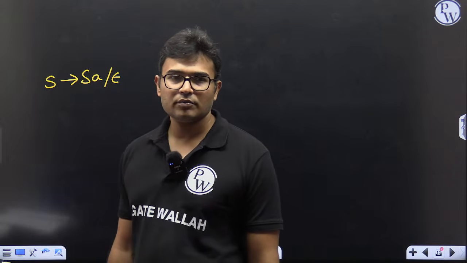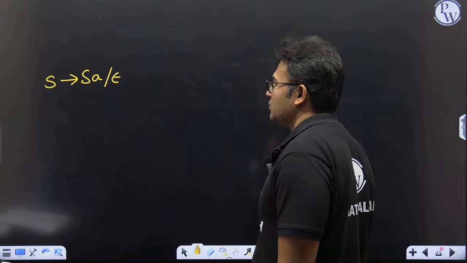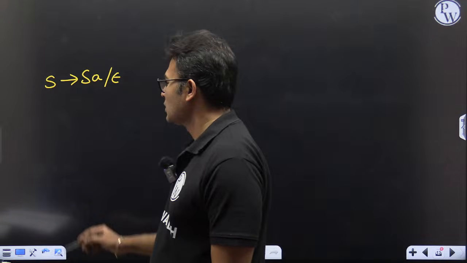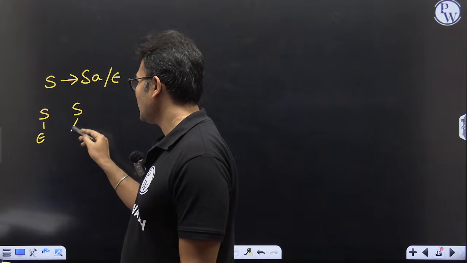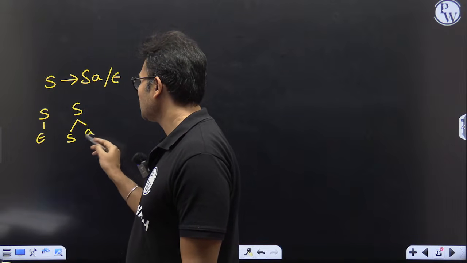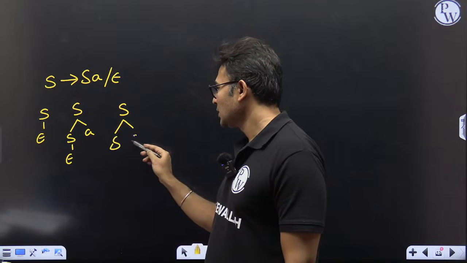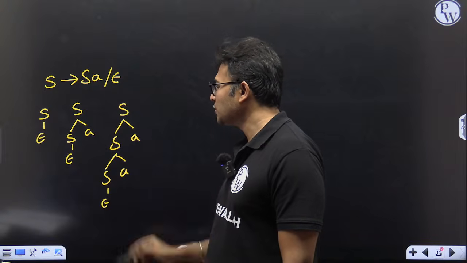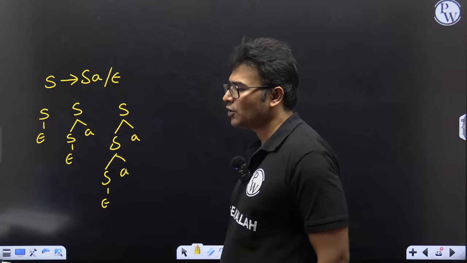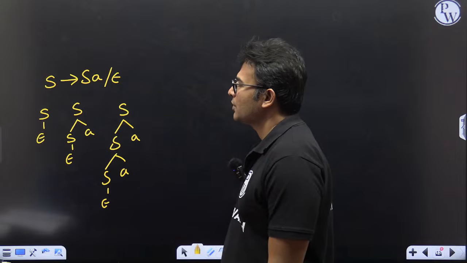Very good, Prashant. This grammar is unambiguous, right? So there is only one way you can generate epsilon. There is only one way you can generate a single A. There is only one way you can generate two A's. So take any string, there will be only one parse tree possible, right?